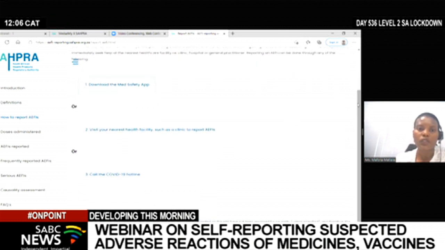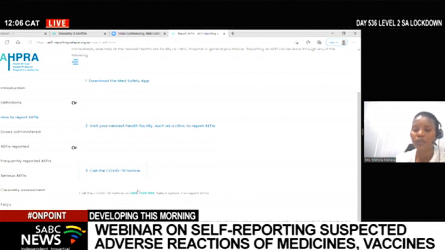Then there is visiting your nearest health facility. At the health facility, they can either use the paper-based format, or they can report via the MedSafety app as well. And then lastly, we also have the COVID-19 hotline, where one can also call and report. We also have the number, and when you report, please select option 3, in case those who don't have data don't want to save the reports and wait until they have data. They can use the other two systems, or they can also go on the SAHPRA website.